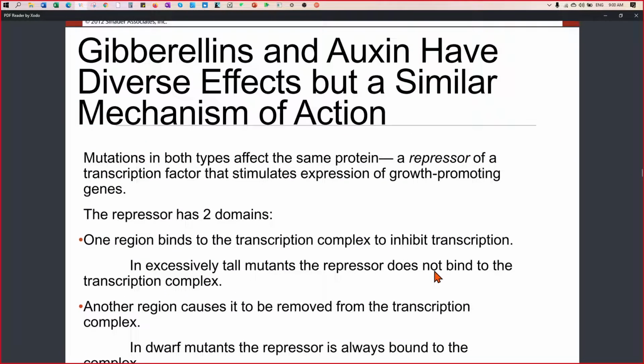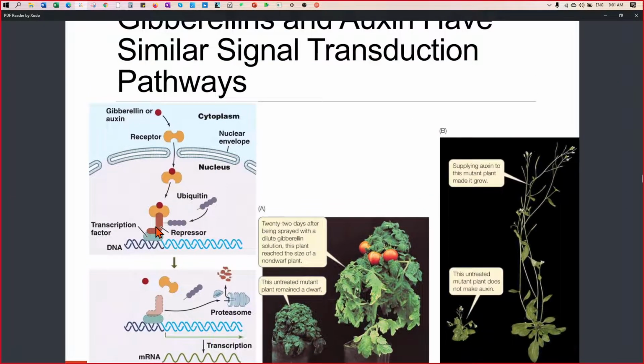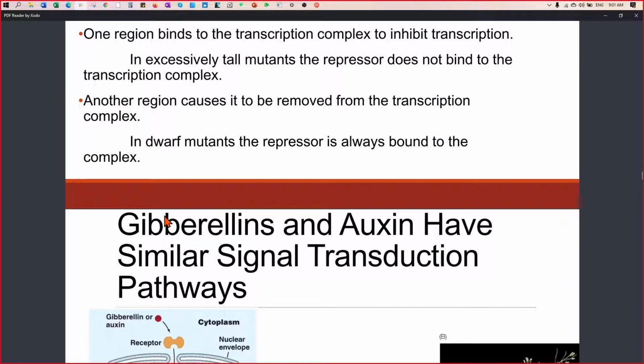Okay. So what happens in the variety of plants that you know? We've got various crops which are dwarf, and some are tall. What happens actually? There is a protein, a repressor of a transcription factor that stimulates expression of growth-promoting genes. This repressor has two domains, and I just want to show you this. So auxin or gibberellin will bind to a receptor, and this receptor will bind to a transcription factor. What does this transcription factor do? It will cause the cell to elongate.